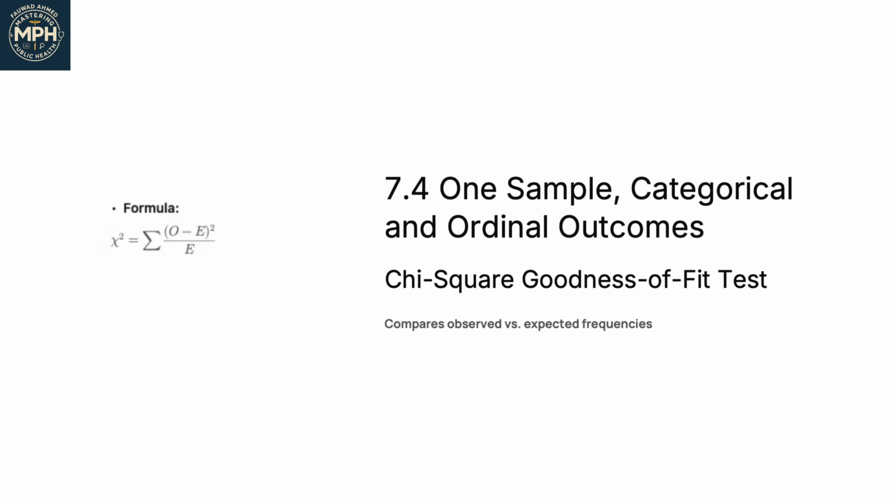Fourth is tests with one sample, categorical and ordinal outcomes. When we want to compare observed counts to expected counts in a single group, we use a chi-square goodness of fit test. Example, do observed blood type frequencies differ from what we'd expect? We compare each observed count to its expected count. For each category, subtract the expected from the observed, square the result, then divide by the expected count. Sum those values across all categories to get the chi-square statistic. We then compare that value to a chi-square distribution with the appropriate degrees of freedom.